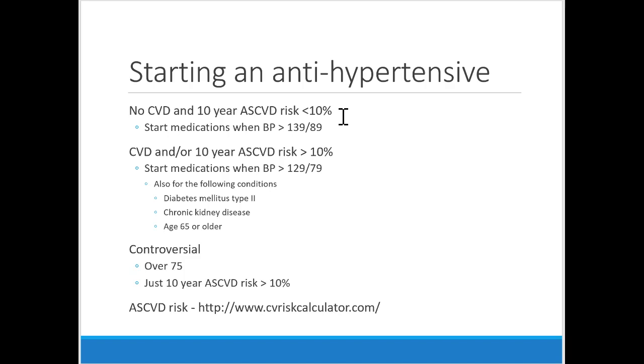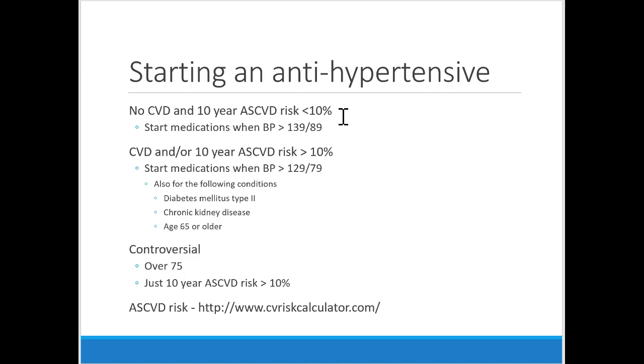But let's say you have a person who's got no cardiovascular disease, their risk score is under 10%. You wouldn't start any medications for blood pressure until their blood pressure is greater than 139/89. Remember, our goal is 130/80, but they would say that for that patient population, you should be focusing on lifestyle modification to get to goal, not medications.